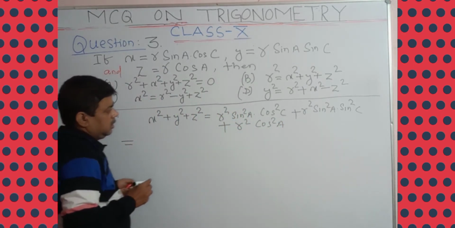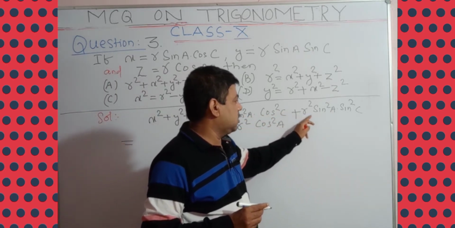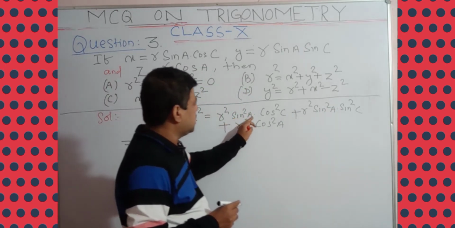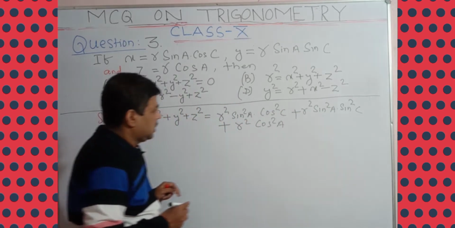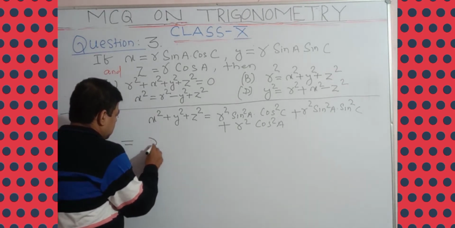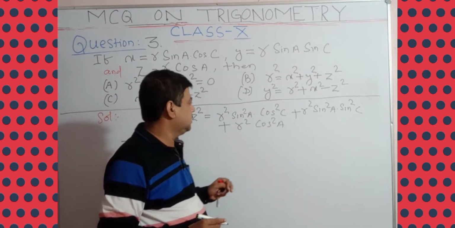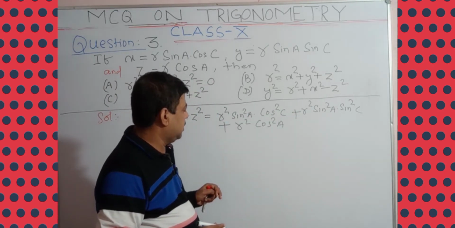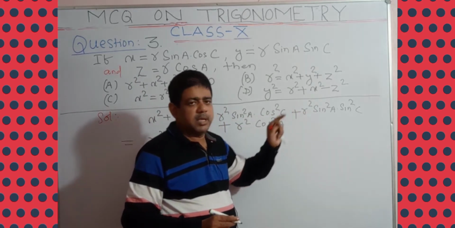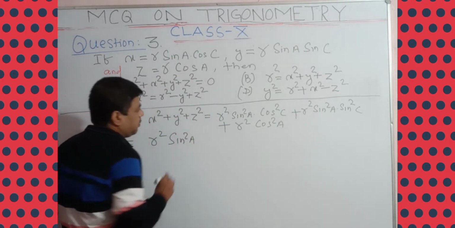Now let us see. So you see now, r square sin square a into cos square c plus r square sin square a into sin square c plus r square cos square a. So you see in the first and second term, can you bring the common r square? You see r square is a factor of the first term and r square is a factor of the second term. Similarly, what is the other factor we can bring as a common factor? Here we see carefully sin square a, here also sin square a. So sin square a is the common factor.